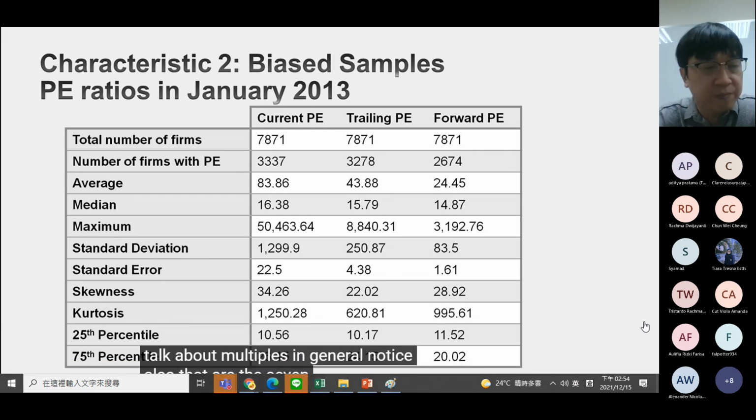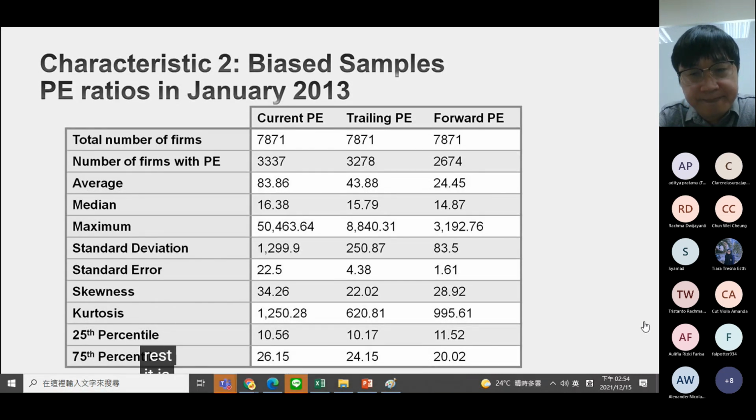Notice also that out of the 7,000 plus firms, only about 3,000 plus firms have PE ratios for them. What happened to the rest? Well, there's a simple explanation. For a company to have a PE ratio, the earnings per share has to be positive.